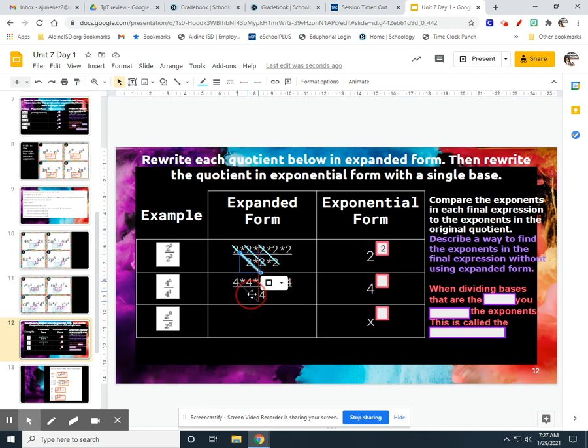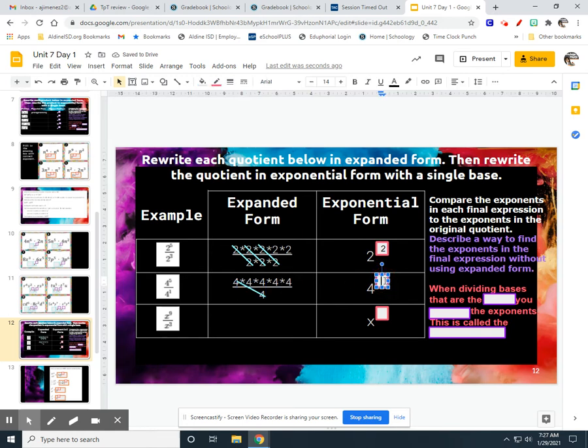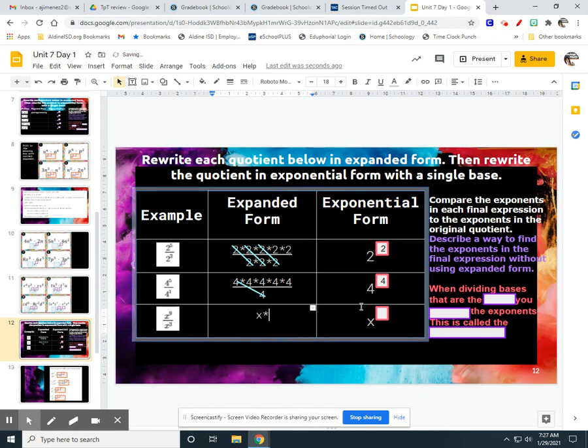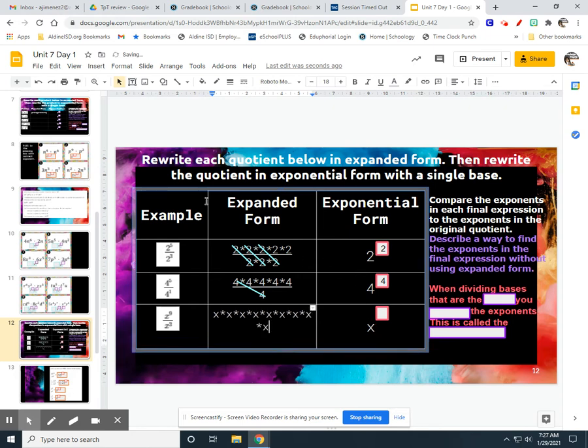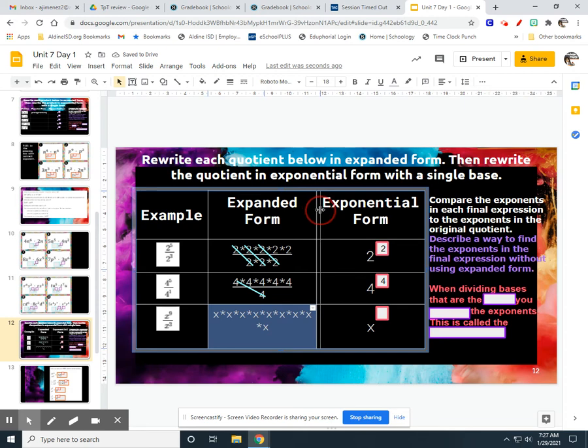And I'm going to subtract, cross those out because those are going to go away. And I have 1, 2, 3, 4 left over. Okay, this one has 9. 2, 3, 4, 5, 6, 7, 8, 9. A little bit over.